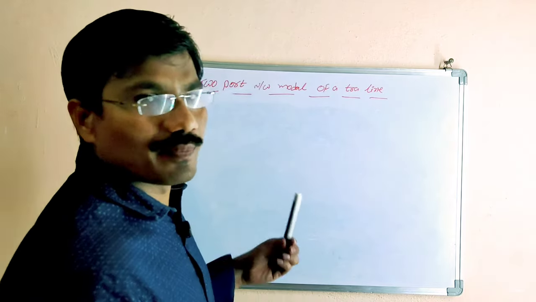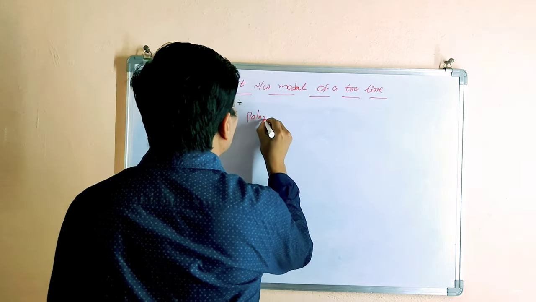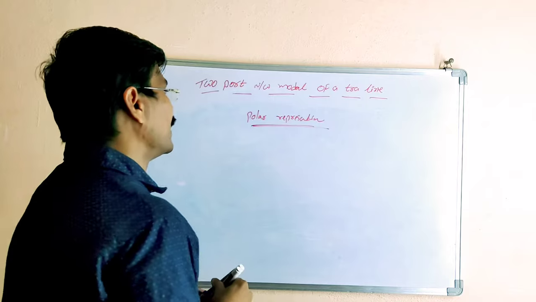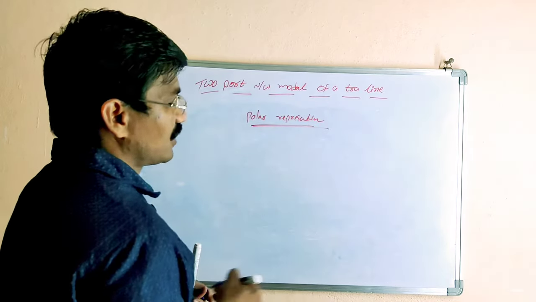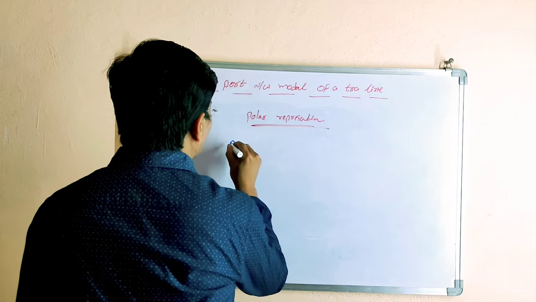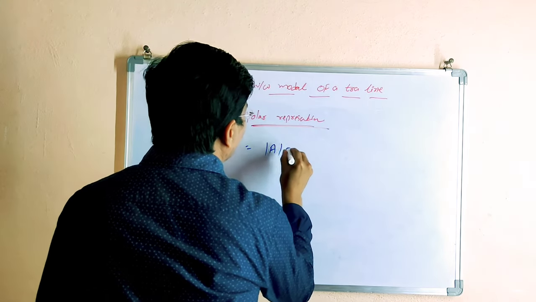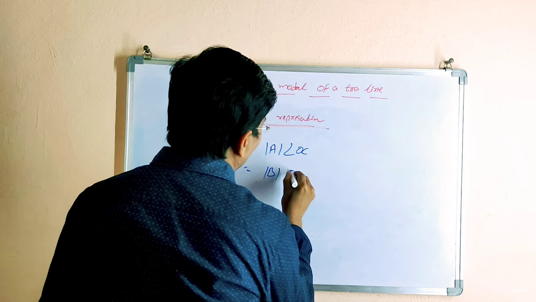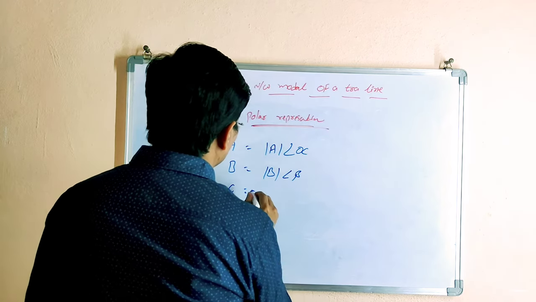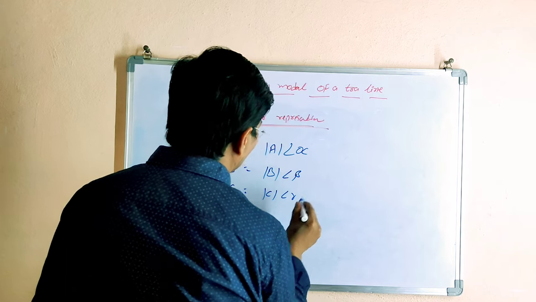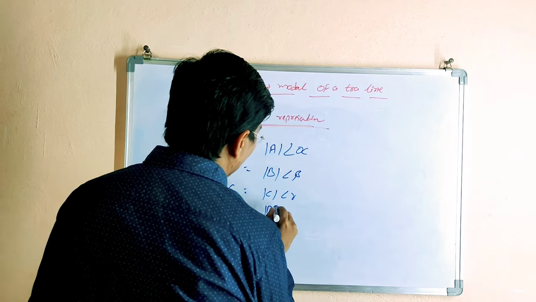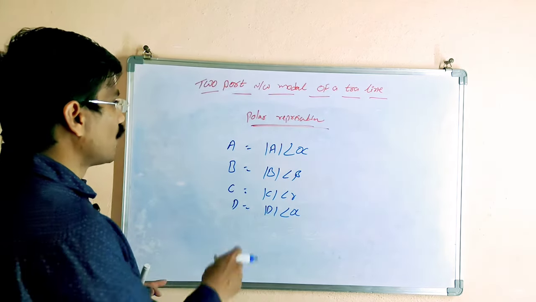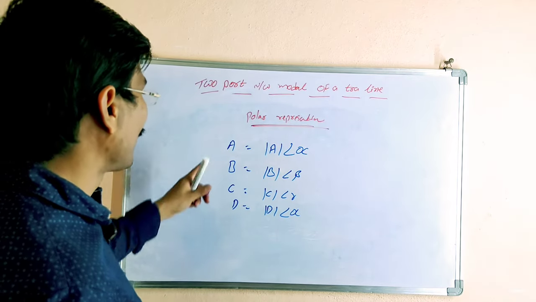Next, the polar representation of ABCD parameters of transmission line parameters. A is equal to modulus of A at an angle alpha. B is equal to modulus of B at an angle beta. C is equal to modulus of C at an angle gamma. D is equal to modulus of D at an angle alpha. These are the four polar representations.